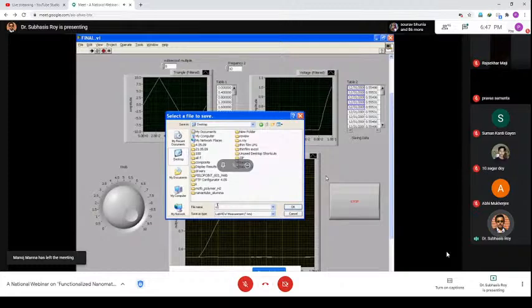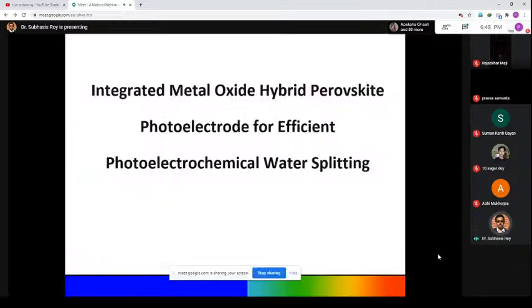Now I am going to the other part, which is hydrogen generation. As you know, hydrogen is a very clean energy, and it is very costly to produce. But we produce this hydrogen by water splitting using light. So I'll discuss how hydrogen is produced in our laboratory at very low cost.